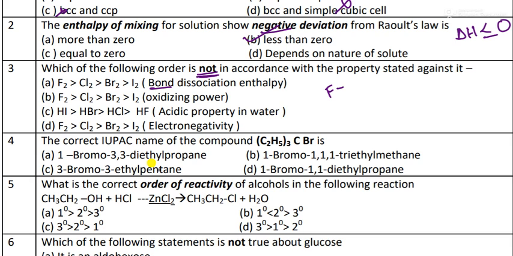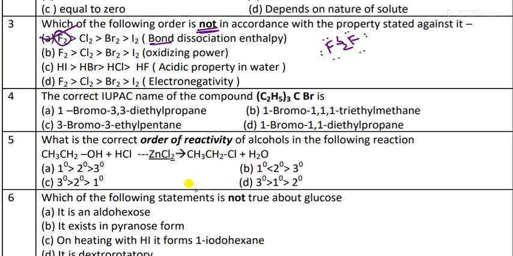Something is mixed up here. The first one is bond dissociation enthalpy. We know very well that whenever atoms are very small, like the fluorine atom, which contains lone pairs of electrons, because of the lone pair repulsion the bond becomes weak. So the bond dissociation energy of F2 is very less. What they have given here is that the bond dissociation energy for F2 is more. So my answer is the first one itself, answer is A.